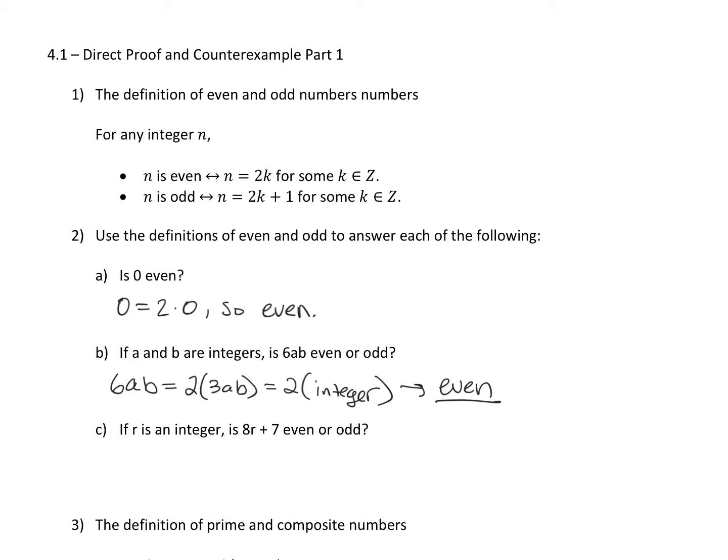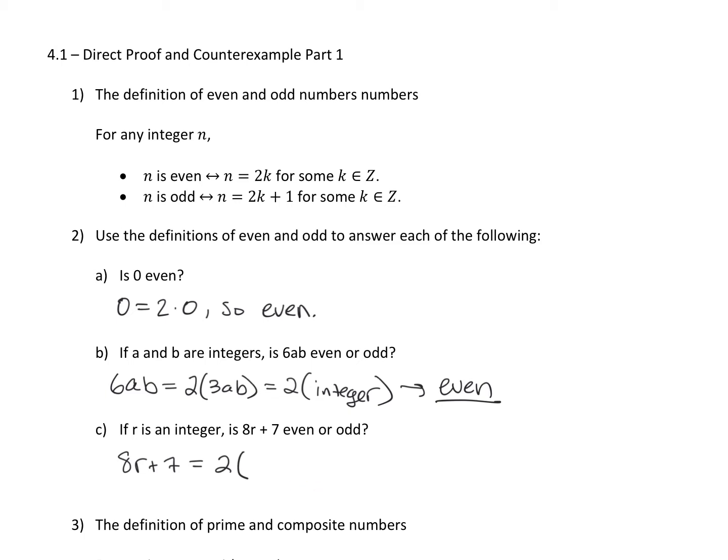8r plus 7, is it even or odd? So I want to know, can it be written as 2 times an integer or 2 times an integer plus 1? So let's try doing 2 times an integer. So let's see what happens. I have 8r plus 7. I'm going to try to factor out a 2, but the problem is that 7 can't be written as 2 times an integer. So when I think about what to put in these parentheses, I would have to put a 3.5 here, which is not an integer.